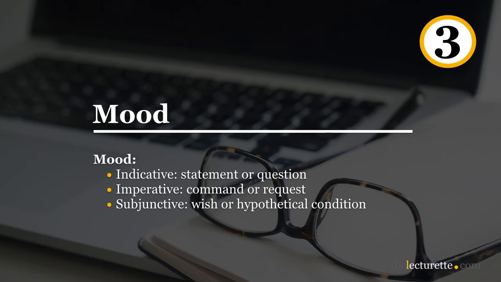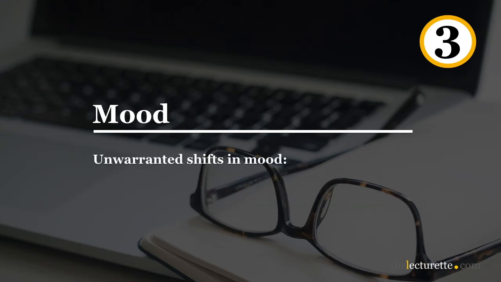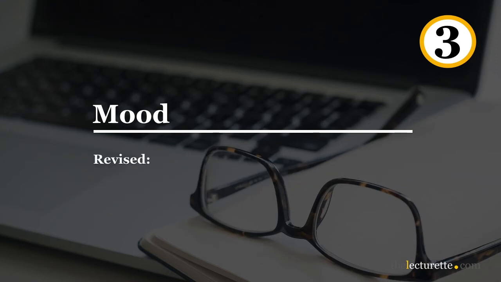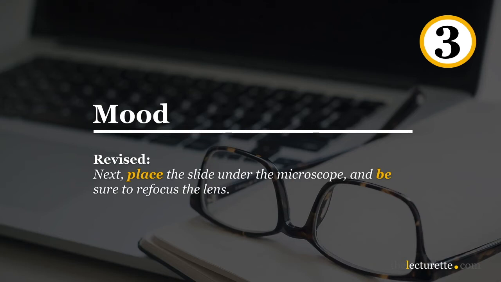Shifting between moods also leads to awkward sentences, like in this example, where the sentence shifts from imperative to indicative mood for no reason. Next, place the slide under the microscope, and you should make sure to refocus the lens. A revised version of this sentence would look like this. Next, place the slide under the microscope and be sure to refocus the lens.